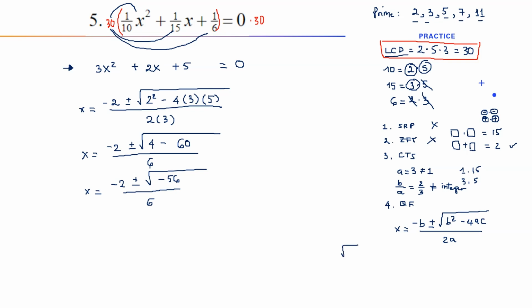Remember, we have the square root of a negative number. That gives us the square root of negative 1 times the square root of 7 times 2 times 4. 7 times 8 is 56, so break down the 8 into 2 times 4. Negative 1 is i. We take the 4 out of the square root, so we have 2i square root of 14.